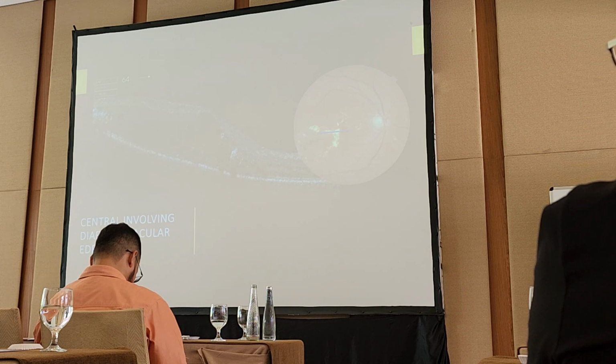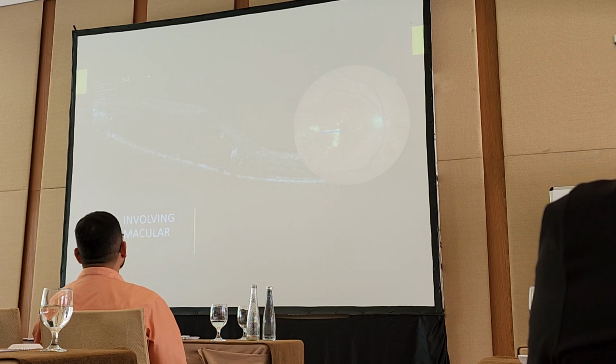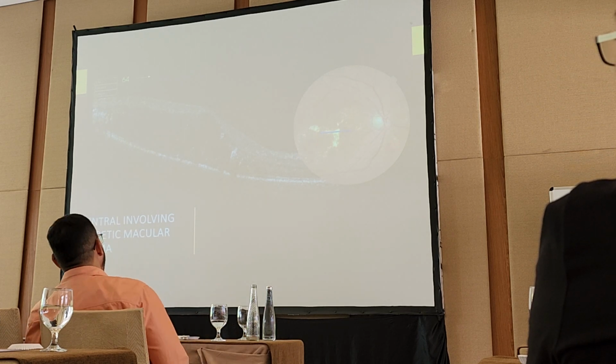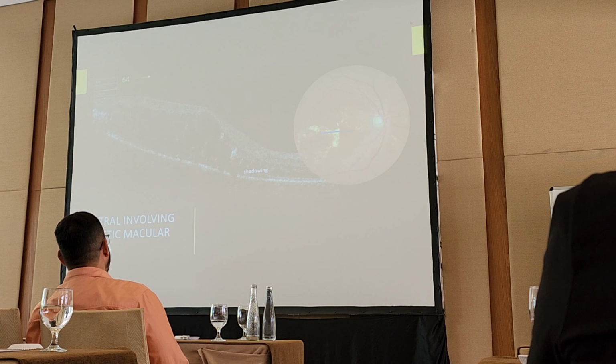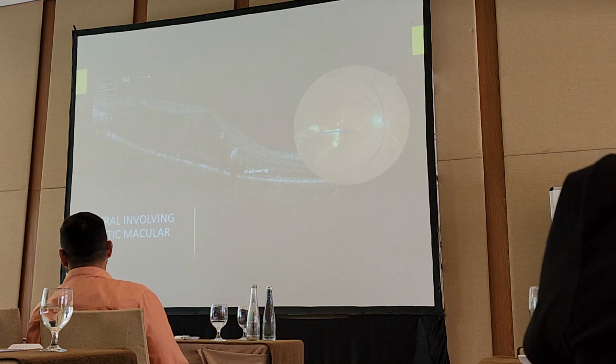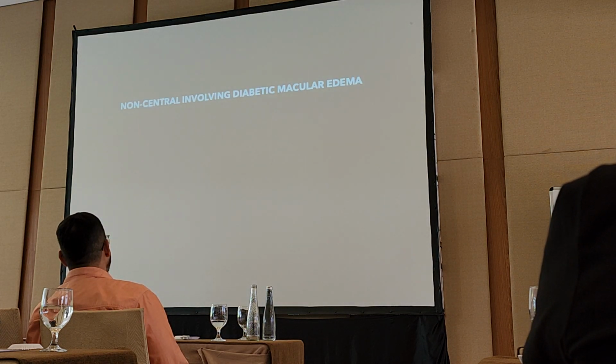Anyone? Cystic space. Okay. You cannot answer that. Yes, cystic spaces, or we call it an intraretinal fluid or intraretinal cyst. And then we can see also subretinal fluid, exudates, and shadowing from the hard exudates itself. So the retina, the RPE itself is actually okay. Okay, this one is non-central involving diabetic macular edema.